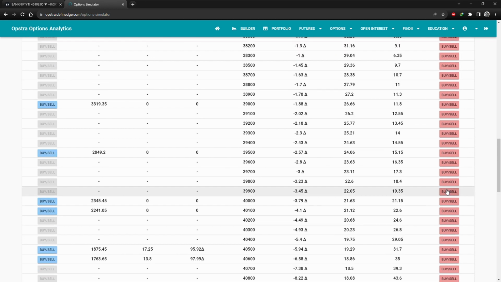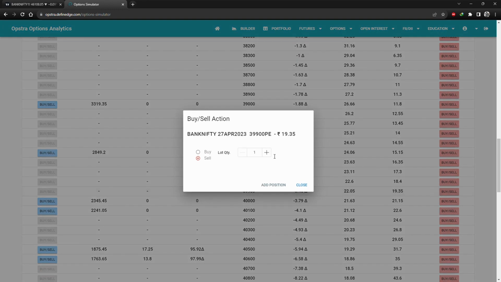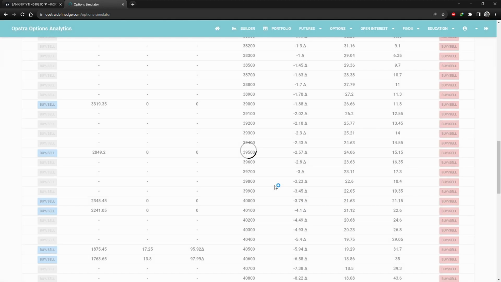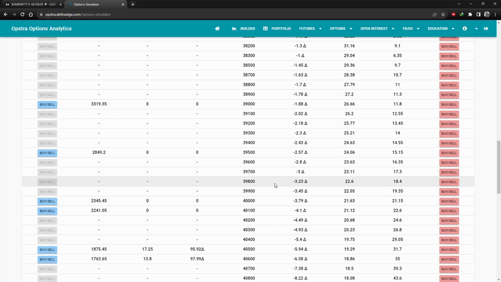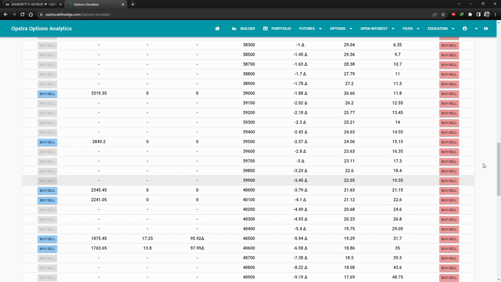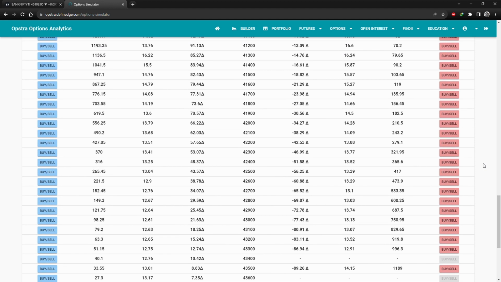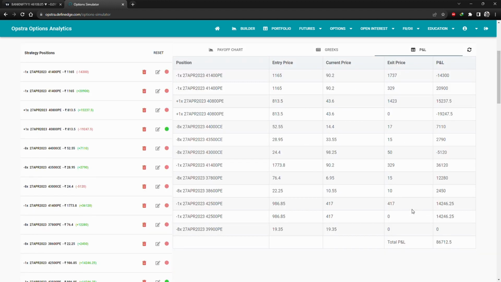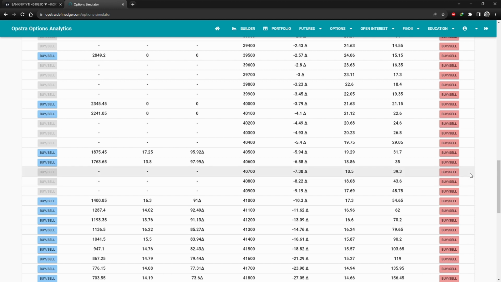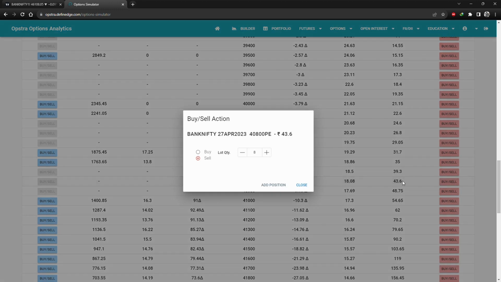First, I'm going to add this put side position of strike price 39,900. One thing you need to notice is that even though the market has gone down, I still did not switch my position from put sell side to call side. And you do not need to switch your position until and unless you hit your stop loss. Moving on with our put buy position, I'm going to buy the 40,800 position at premium 43, one lot only.